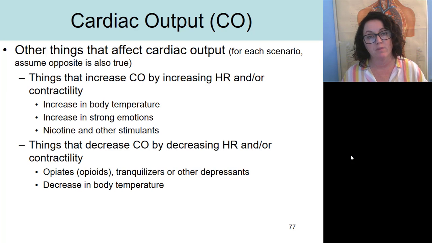On the other hand, there are some things that will decrease heart rate, contractility, and cardiac output, including a decrease in body temperature. Sometimes, like in surgical suites, they might intentionally lower the temperature in order to decrease heart rate and contractility and cardiac output. Also, depressants like opioids, also known as opiates, and tranquilizers, those will decrease cardiac output too.